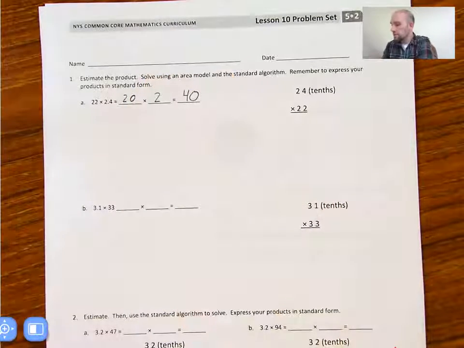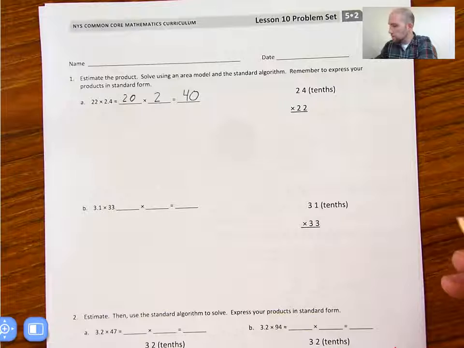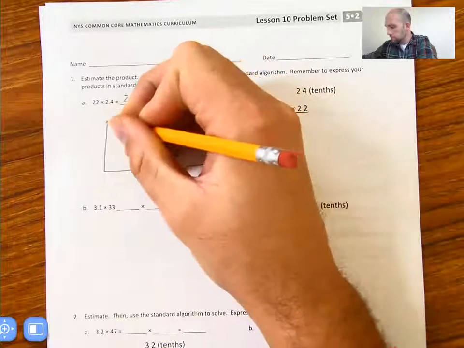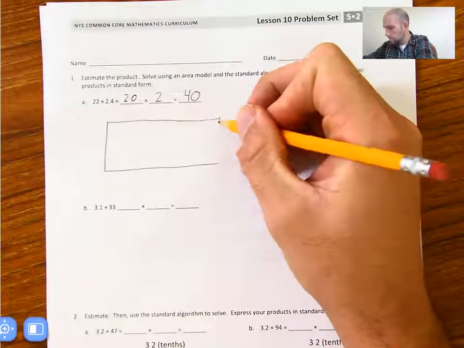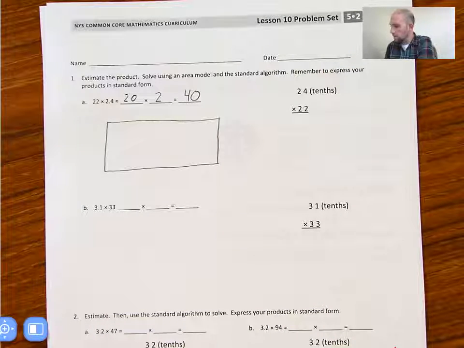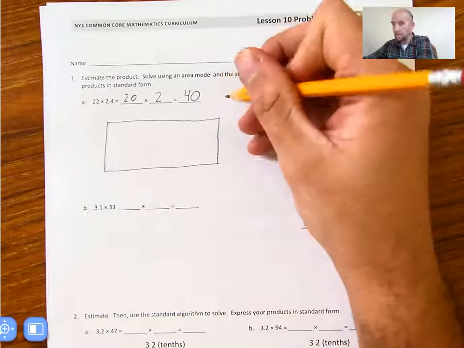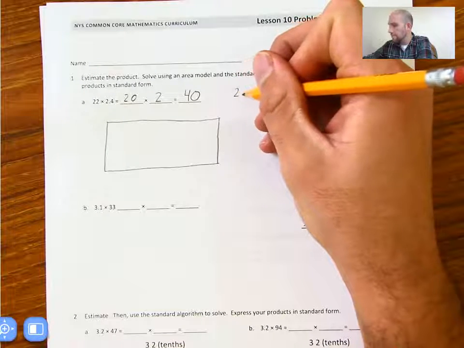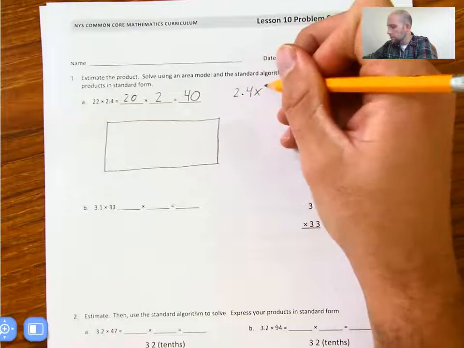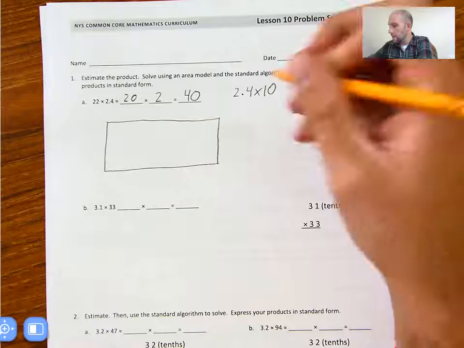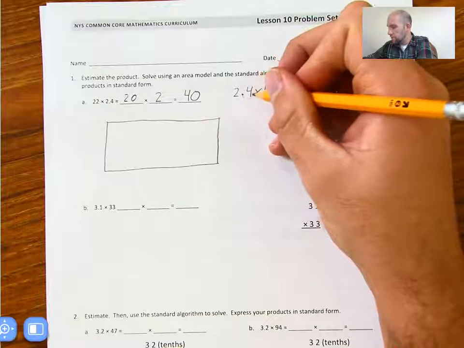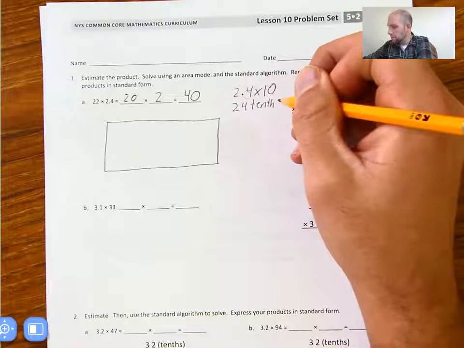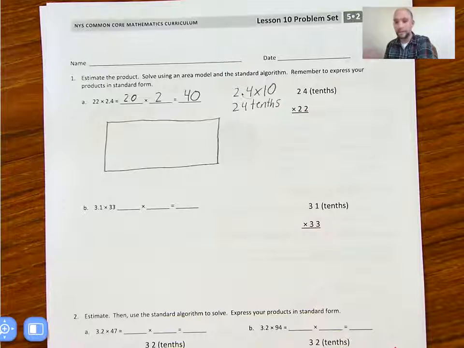So let's split these up, and we're going to use an area model. So we'll draw our rectangle. And what we can do is, to make things easy to multiply by, instead of multiplying by 2.4, let's multiply that number by 10. And when we multiply by 10, we can move our decimal over. It'll be 24, and we'll write 24 tenths, just to remember that we're talking about tenths.